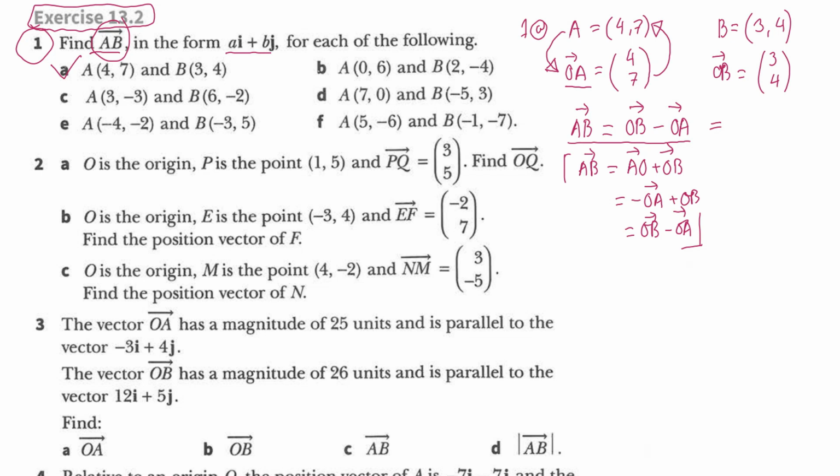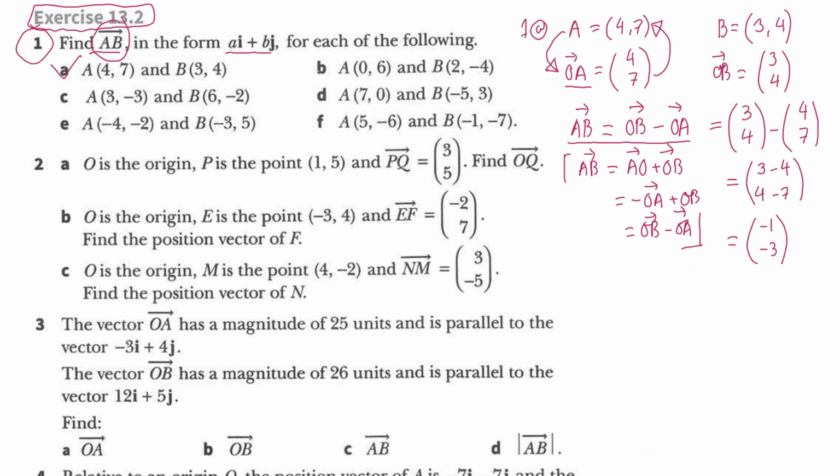So let us put the value of OB, which is 3 by 4, then minus OA, which is 4 by 7. Now subtract: 3 minus 4 for the x value, and 4 minus 7 for the y value. So 3 minus 4 gives minus 1, and 4 minus 7 is minus 3. So this is your vector.